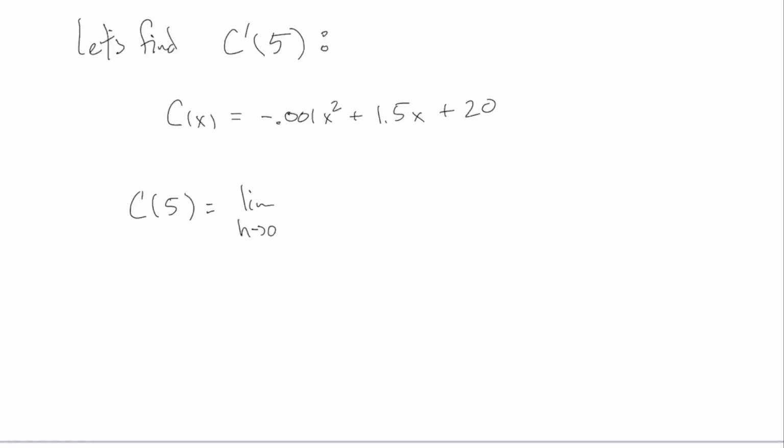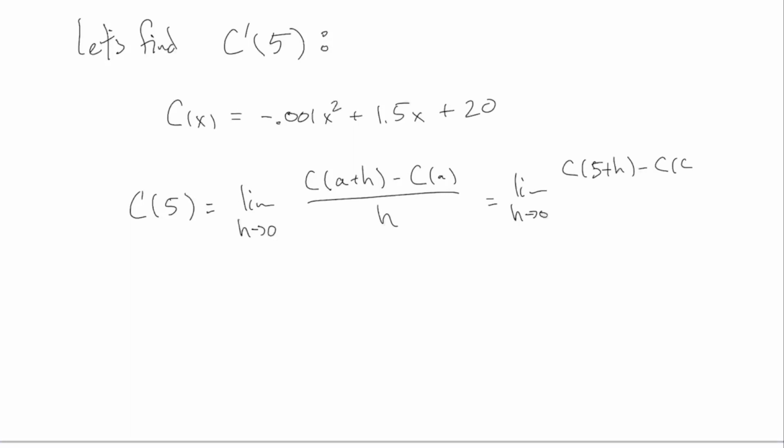It's f of a plus h minus f of a. Now, instead of f, the function here is called c. So would you mind if I said c of a plus h minus c of a divided by h, where a is 5 in this case. So it's really c of 5 plus h minus c of 5 over h, like so. This is just remembering the formula.